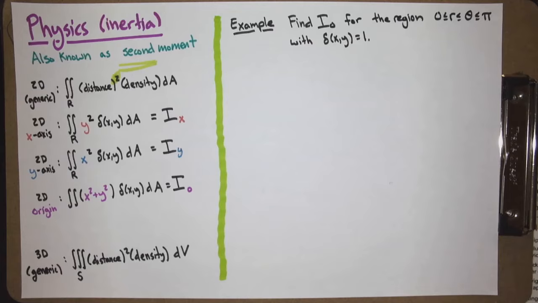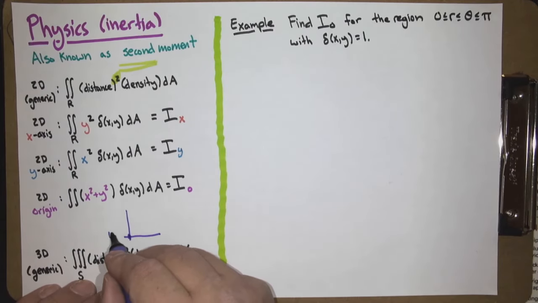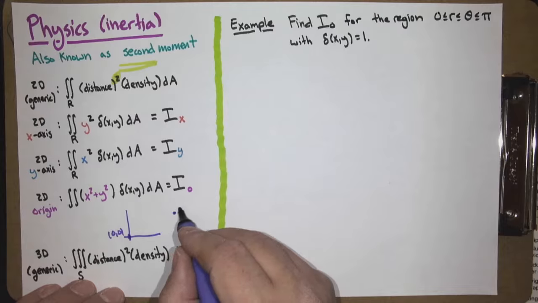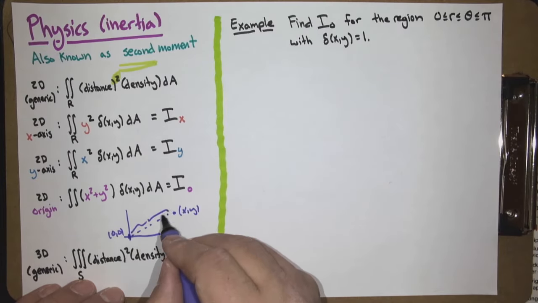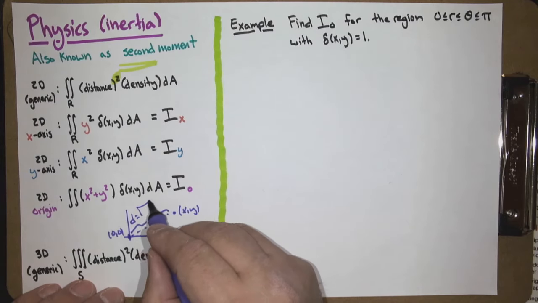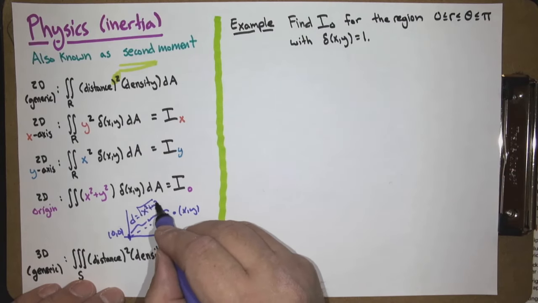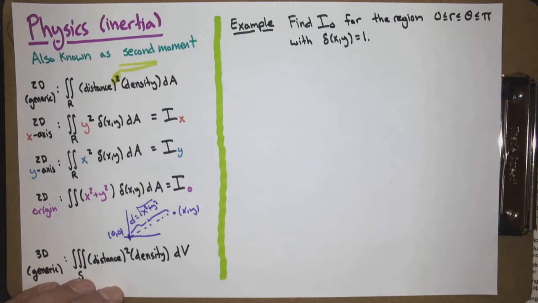So the origin here is at 0, 0. Here is x, y. What is this distance? It's the square root of x squared plus y squared. And so when you square it, the square root goes away. So you just end up with x squared plus y squared.